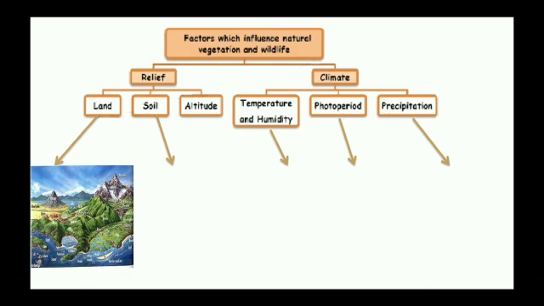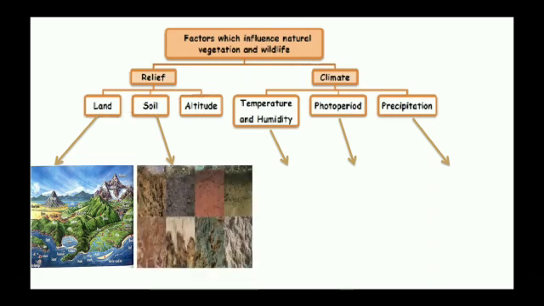Land. Different landforms like mountain, hills, plateau, plain, etc. Soil. Different types: alluvial soil, red soil, black soil, saline soil, and laterite soil. Altitude, elevation, or the distance above sea level.